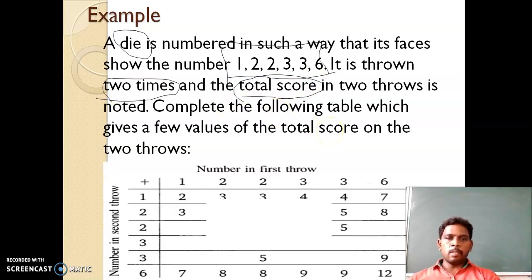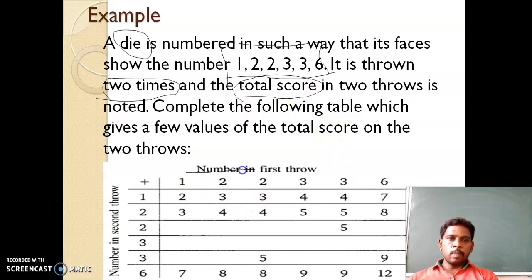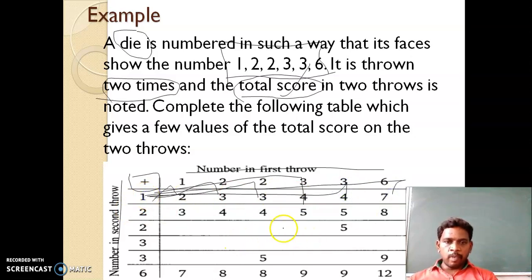And the total score will be noted like this. One table is also given here. This is the numbers on the first throw, and similarly here the numbers on the second throw. They're asking to find the total score, therefore we have to add both. So 1 plus 1 is 2, 1 plus 2 is 3, again 1 plus 2 is 3, 1 plus 3 is 4, 1 plus 3 is 4, again 1 plus 3 is 4, and 1 plus 6 is 7. Likewise, we are going to fill up the empty spaces. That is the first question. And the second question, we are going to find out the subdivisions already given here. Now fill up the empty boxes.